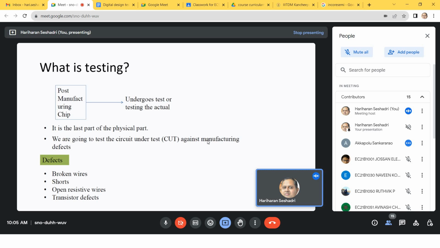Read this slide, it actually has the data for you. A student answers: testing is a methodology to check that there is no manufacturing defect in the particular chip. Very good, Shankar. Very good. So that is the objective of this course.